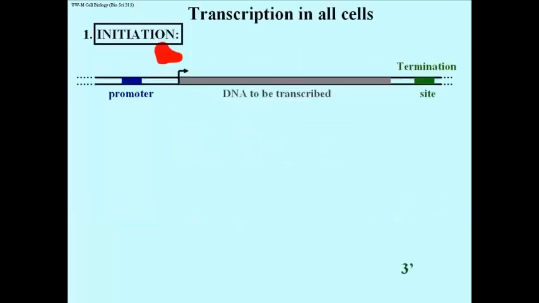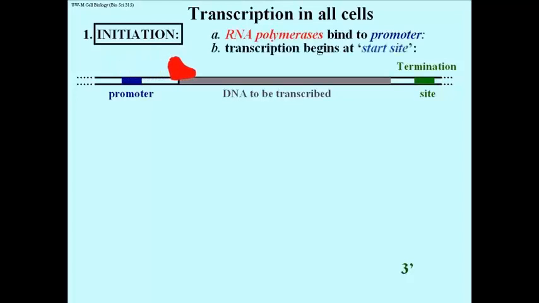So this is transcription as it would occur in all cells, and the first step, of course, is initiation. And what we see here, first of all, is a double-stranded DNA, two lines representing two strands of DNA that are to be transcribed. There is a promoter to the left in blue, the right arrow, which represents the start site of transcription, and then this red RNA polymerase.